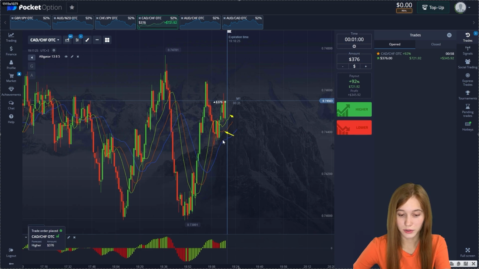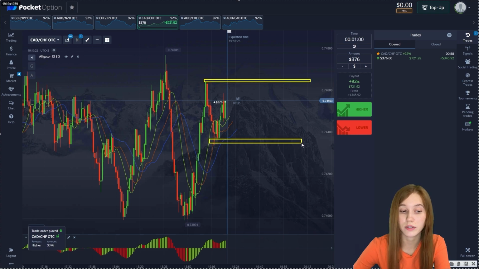And our trends are also confirmed by our first indicator, by alligator. Upper position. If we highlight areas of resistance and support, we can observe that we are quite confident that we are moving towards our area of resistance. So good.